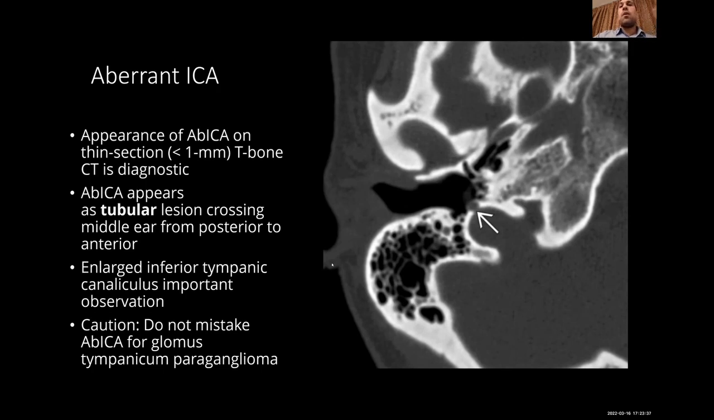And if you are skeptical, don't call it glomus tympanicum alone. Say that the possibility of aberrant internal carotid artery still should be included in the differential diagnosis. They will do angiogram and they will discover that. Okay, but don't say it glomus tympanicum in your report at all. And even in the exam, consider aberrant internal carotid artery.